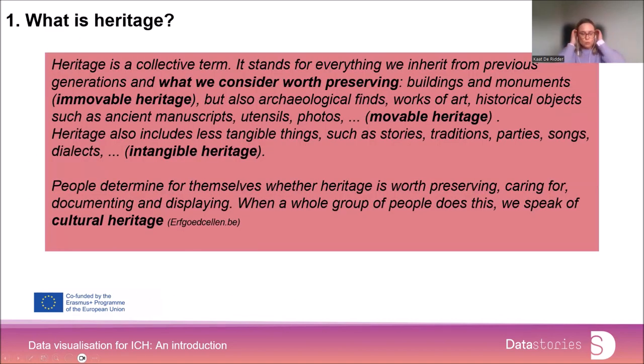Now, as a starting point, what is heritage actually? What does it entail? According to the Belgian heritage organizations, heritage is a collective term. It stands for everything that we inherit from previous generations and what we consider that is worth preserving. We distinguish three types of heritage. First of all, there's immovable heritage with elements such as buildings and monuments. There's also movable heritage, such as archaeological finds, works of arts, objects, photos, and so on.